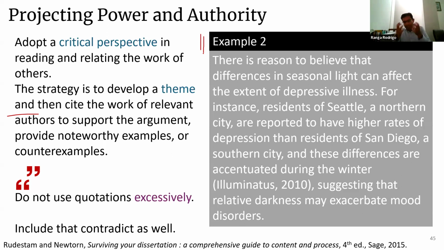Now here you can say you are the one who's describing and you're keeping the authority with you, and you are just using Illuminators 2010 to reinforce the points that you are saying. So this is the way to write a literature review. And in the next assignment, I will check whether you have followed this. It's a rule actually, this rule of writing a literature review like this. So we should not use quotations excessively, include what contradicts also, and so on.